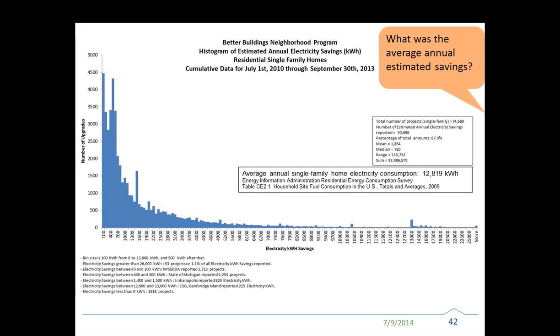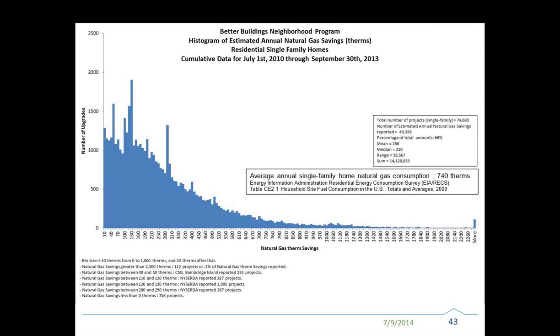If somebody actually put in a heat pump and replaced a gas furnace, for example, then negative savings would show up in the estimated savings. So for this graph, we did remove those, but we did not remove any other outliers in the graph. And here's another histogram showing natural gas savings, and again, we did remove any negative savings, but otherwise presented the information the way it is reported.